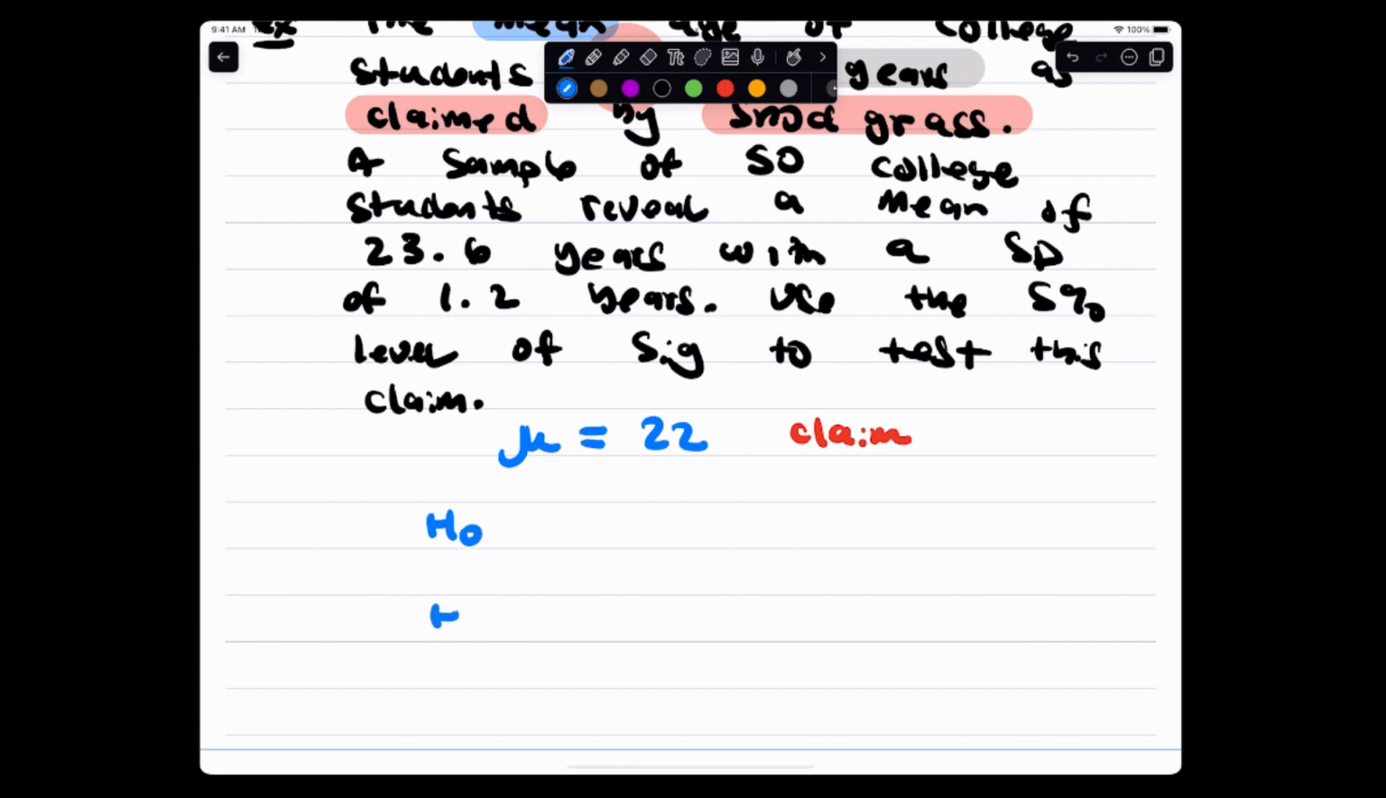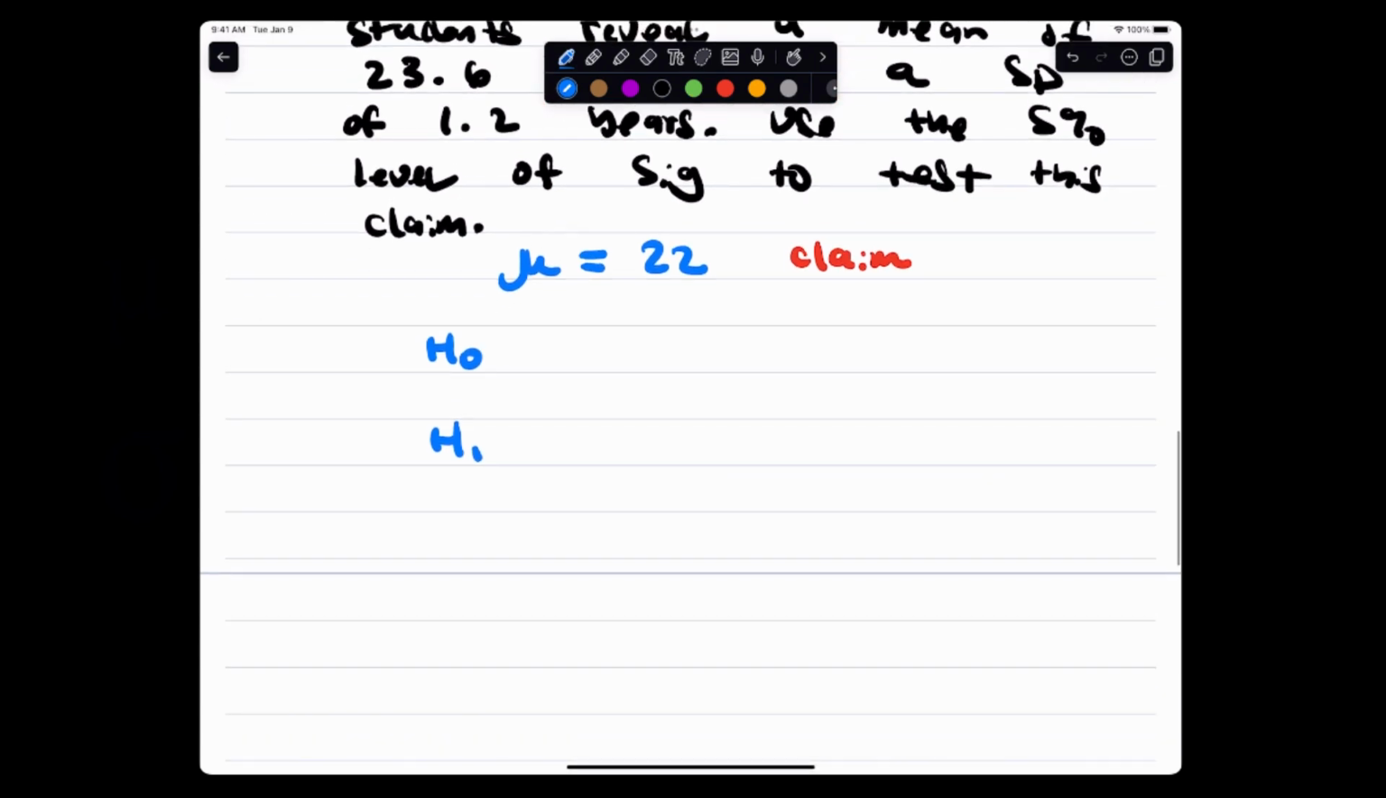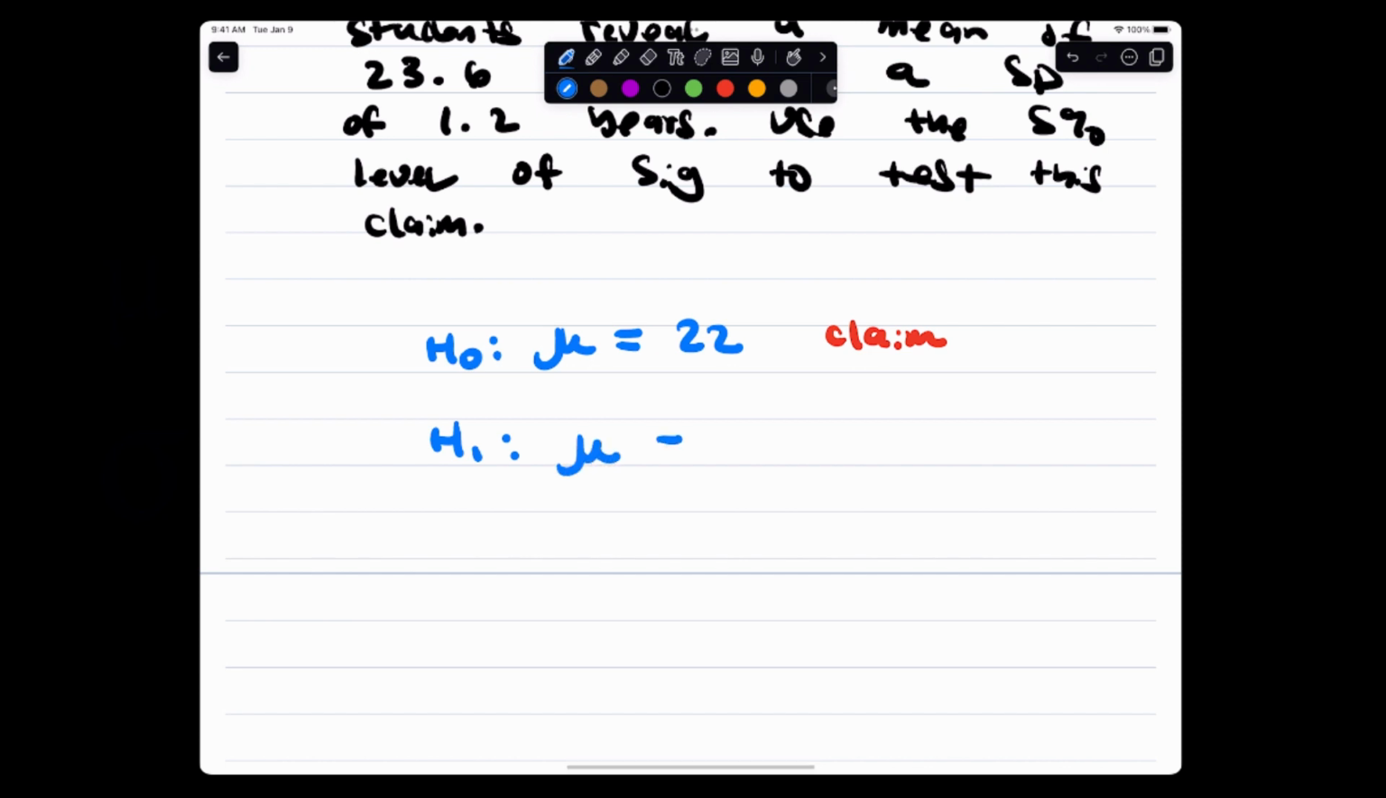Do you guys know where that belongs? Is that a null or an alternate hypothesis? Where do you put that statement? If it has a condition of equality, it's a null hypothesis. Yes, you're right. I blanked out for a second. What's the opposite of that? Mu is not equal to 22. Now, what kind of tail test is that? Not equal is always a two-tail test. Is that true? You guys okay with that?